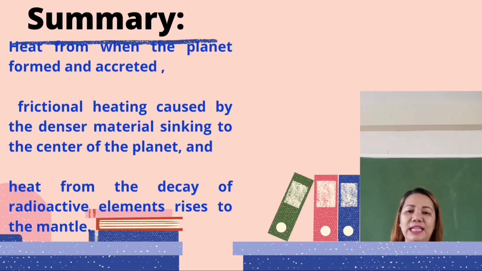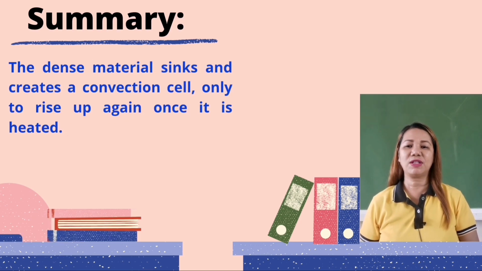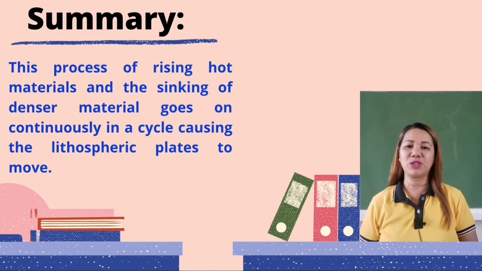Heat from when the planet formed and accreted, frictional heating caused by the denser material sinking to the center of the planet, and heat from the decay of radioactive elements rise to the mantle. The rising hot material cools down in a certain area, and once it reaches the top, it starts to cool down, causing it to become denser. The dense material sinks and creates a convection cell, only to rise up again once it is heated. This process of rising hot materials and the sinking of denser materials goes on continuously in a cycle, causing the lithospheric plates to move.